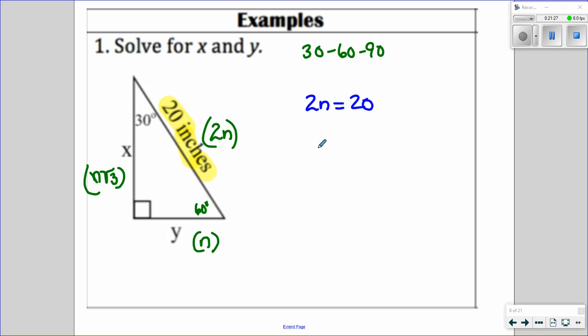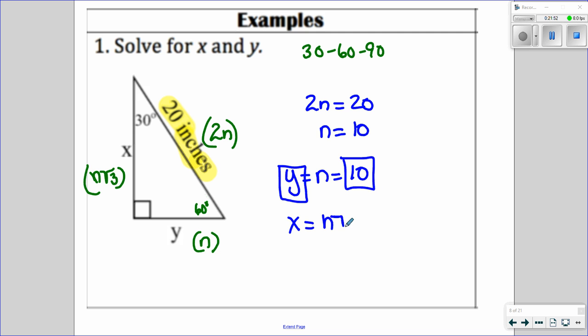So 2n equals 20. We divide by 2, it gives us 10. So that means wherever there's an n, we need to plug in our 10. So for y, which is n, is 10. So we found that. And then for our x is n root 3. So we found n to be 10. So then it would be 10 root 3. And then there we go. We found the two sides using the 30, 60, 90 side ratio triangle.